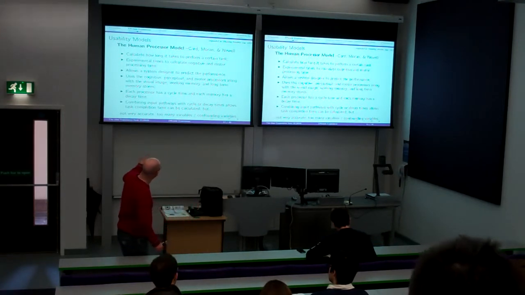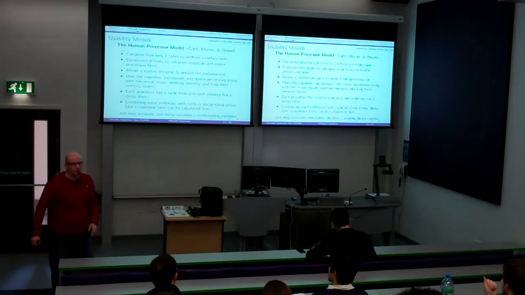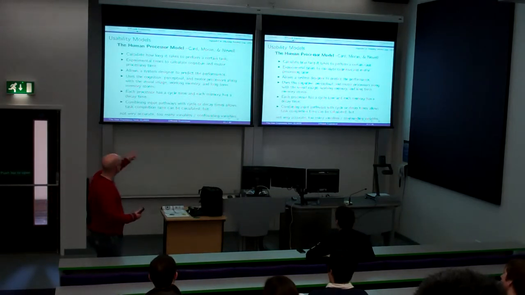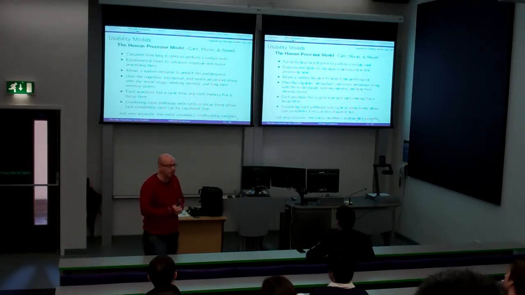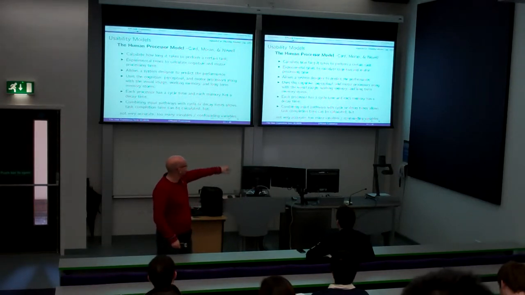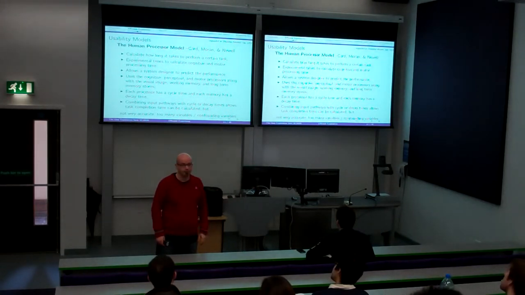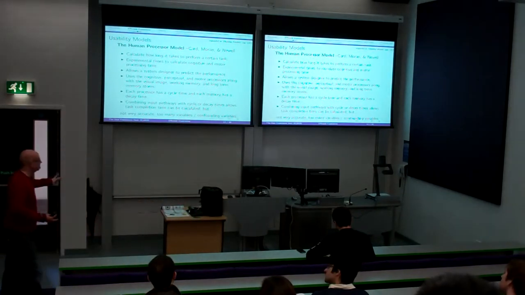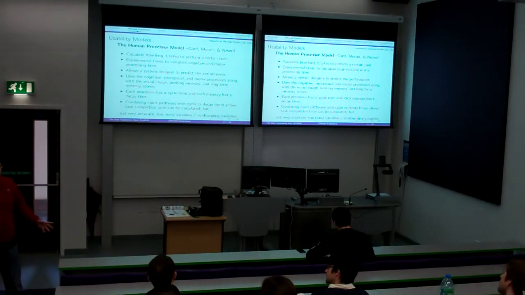Here we have the first real model, and it's a very simplistic one, of ways that we can predict what people are going to do. So this one is called the human processor model, by Card, Moran, and Newell. There's a book that accompanies this out there from the 80s.